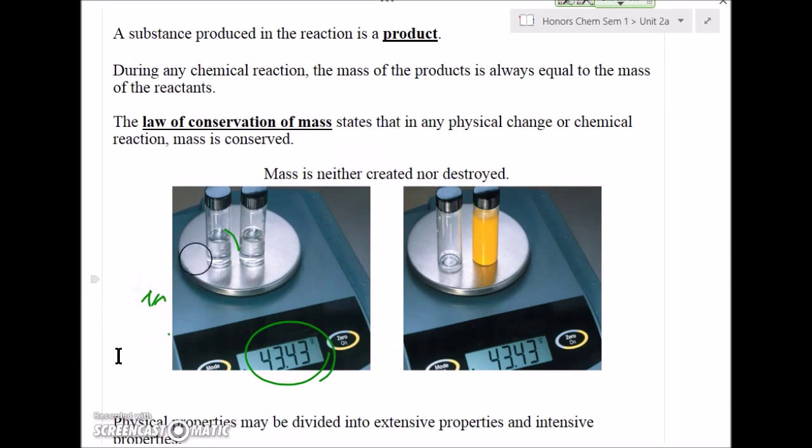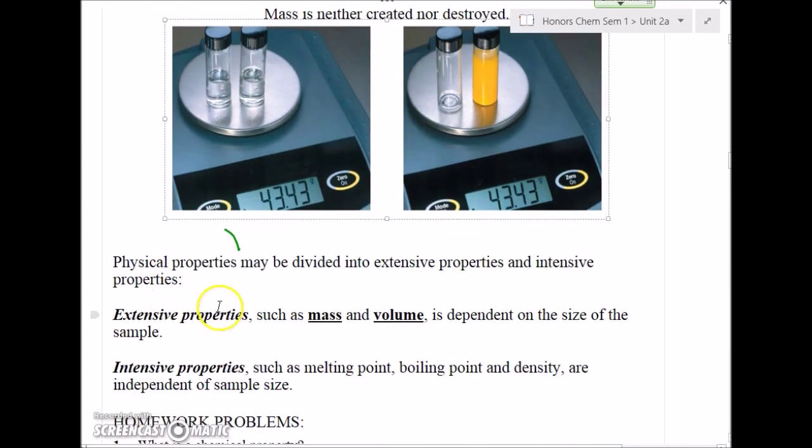Okay. And let's see here. Oh, and then the last thing is intensive and extensive properties.